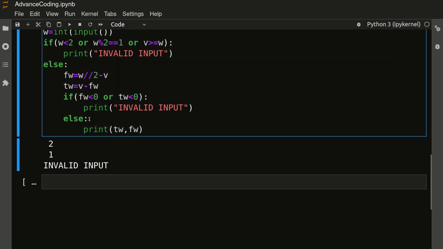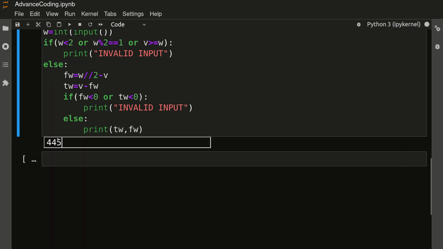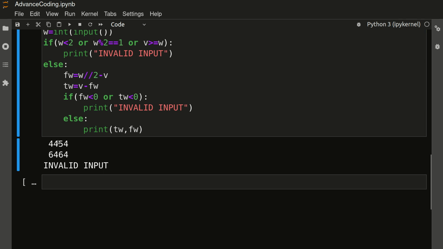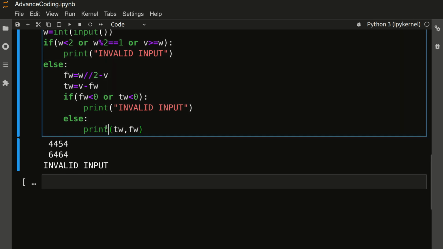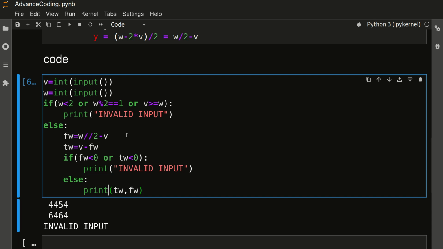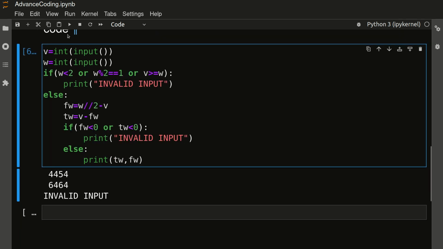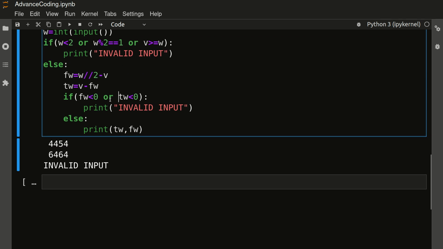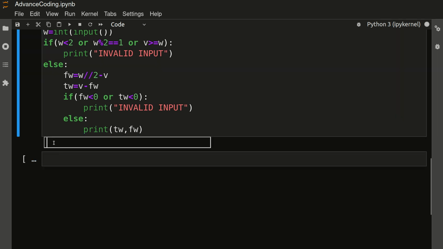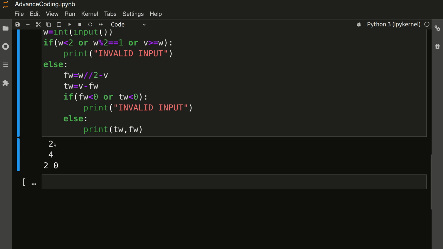If there are two vehicles, even at the minimum, if both are two-wheelers, then also there are four wheels. So 2, 1 is not possible. Similarly, let me try some larger input. Okay, so you can see invalid. In this way this works for all the test cases. Now one thing you have to keep in mind, so let me run one good one. Let us say there are two vehicles and four wheels.